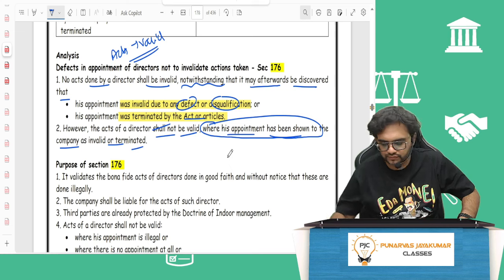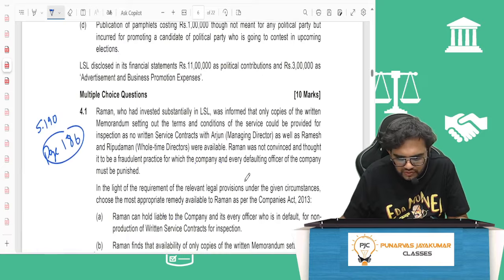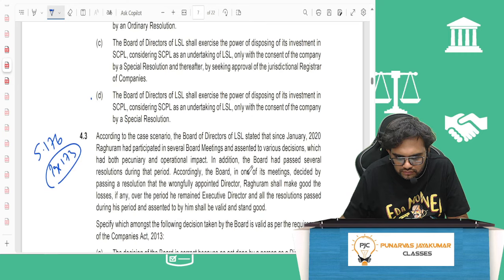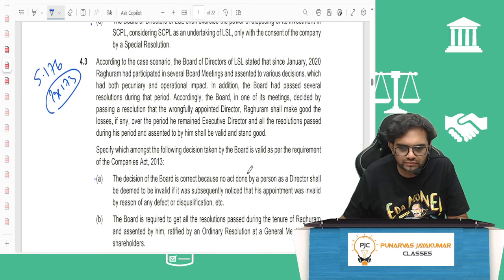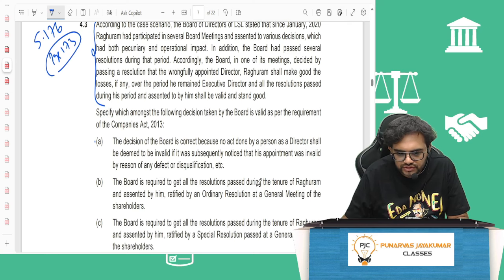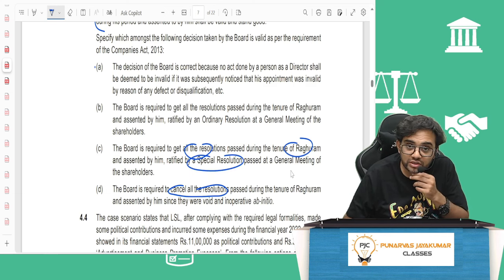Got it, guys? So in that regard, there is one question. Along with that only will solve, becomes easy. Same, they copy paste the same question here, same paragraph. Which following? The board is required to cancel all resolutions? No. The board is required to get all resolutions passed during tenure of Raghuram ratified by special resolution? No. Wrong.